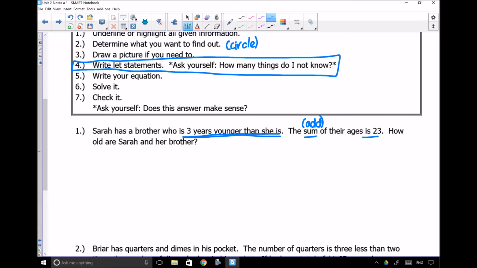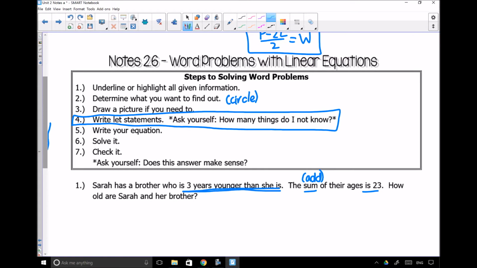Okay? So I figured out my given information. So I'm done with step 1. Step 2 says to determine what you want to find out. Well, what do I want to find out? I want to find out how old Sarah and her brother are. So I'm going to circle how old are Sarah and her brother. Those are the 2 things that I want to figure out. Step 3 says to draw a picture if you need to. I could draw a picture of Sarah and her brother, but this isn't going to help me solve my problem, so I'm going to skip that step.